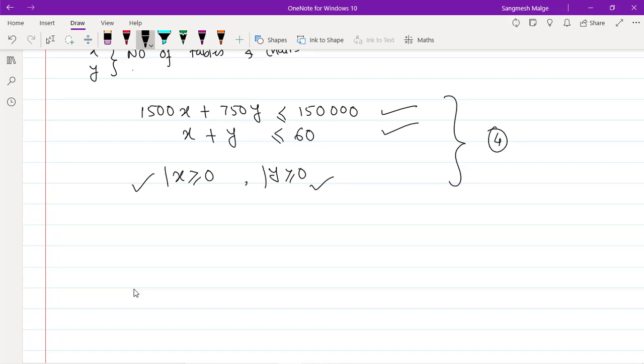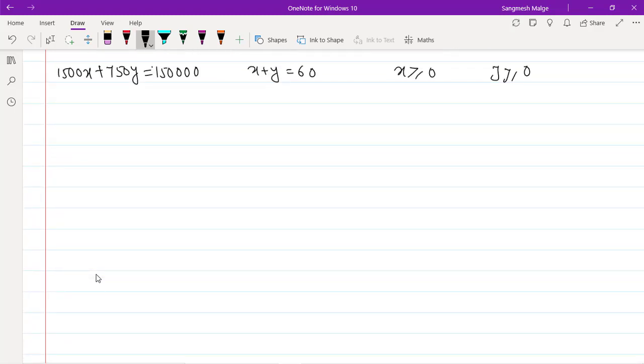Okay, now let's write the inequations and find out the common feasible solution. 1500x plus 750y is equal to 1,50,000. Second is x plus y equals 60, and x is greater than or equal to 0 and y is also positive. Okay, let's write here.